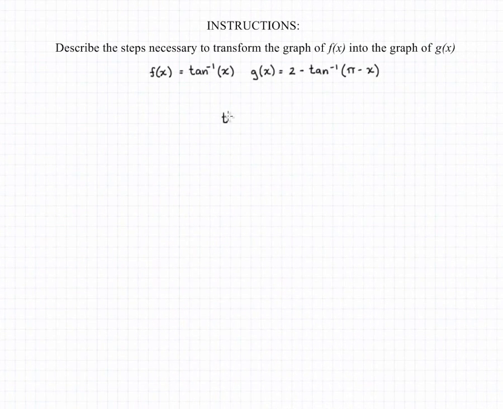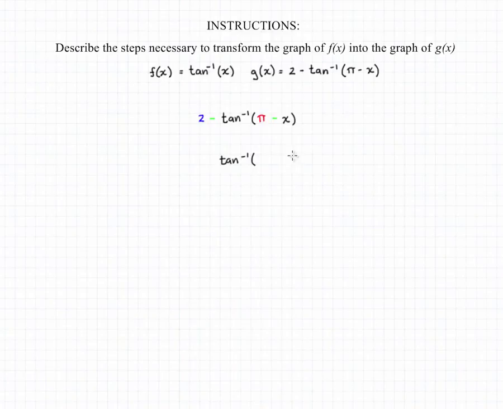In order to figure out these transformations, a good first step is to rewrite our g of x function so that everything is in a form that we're a little bit more familiar with interpreting. So right now we have a 2 out in front of our function. We're subtracting our function from it. We have pi inside the parentheses. We're subtracting x from that.